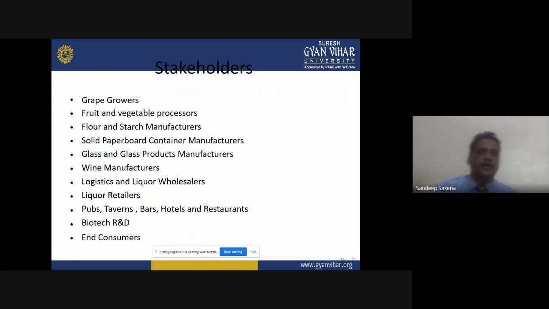Stakeholders. The grape growers, fruit and vegetable processors, flour and starch manufacturers, solid paperboard container manufacturers, glass and glass product manufacturers, wine manufacturers, logistics and liquor wholesalers, liquor retailers, pubs, bars, hotels and restaurants, biotech, R&D, and the end consumers. So these are some stakeholders which are helping to improve the wine industry.